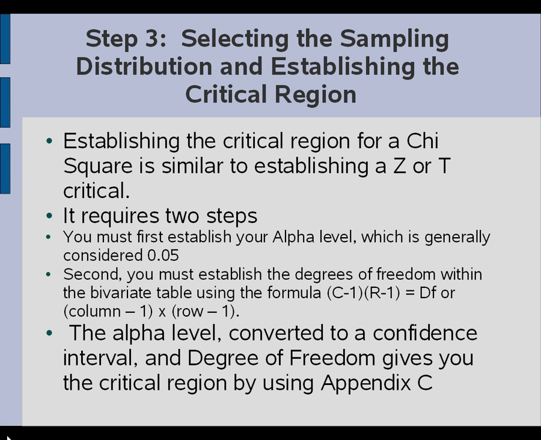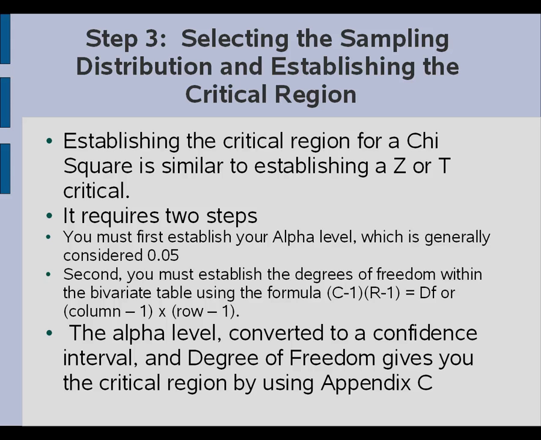Step 3. Selecting the sampling distribution and establishing the critical region. Establishing the critical region for a chi-square is similar to establishing a Z or T critical. It requires 2 steps. You must first establish your alpha level, which is generally considered 0.05. Second, you must establish the degrees of freedom with the bivariate table using the formula C-1 times R-1, which would equal the degrees of freedom.